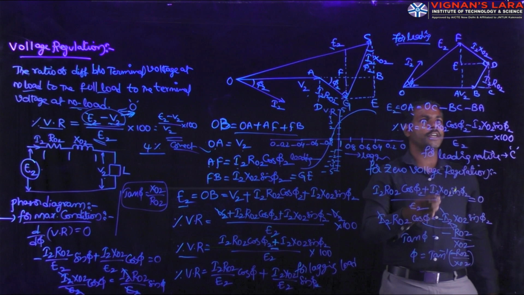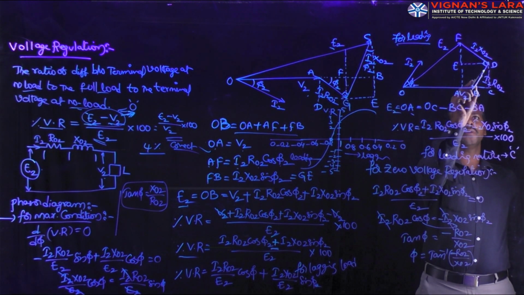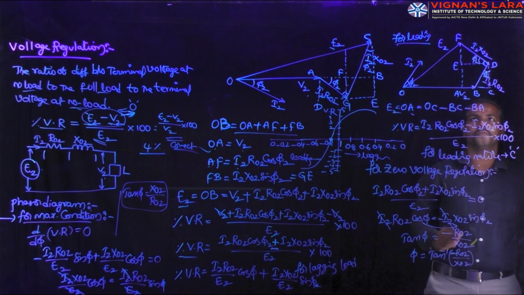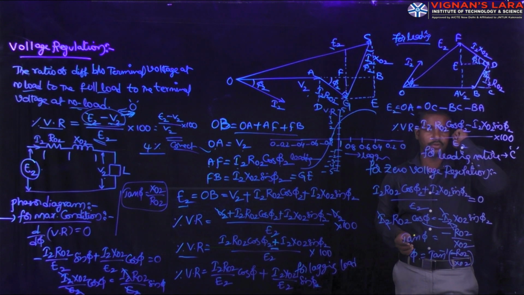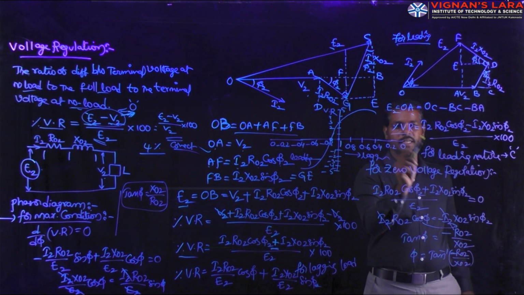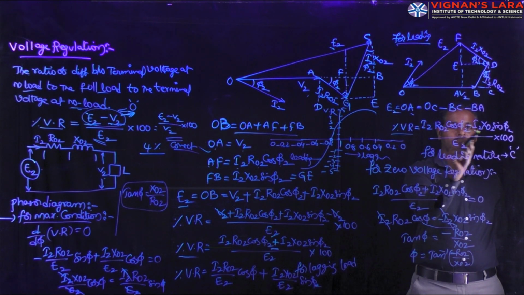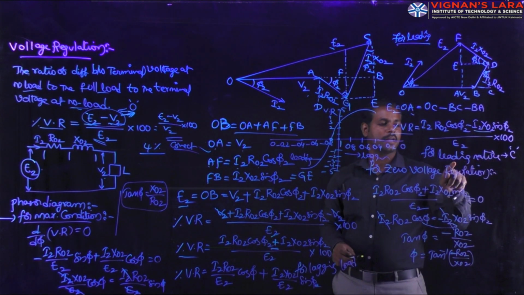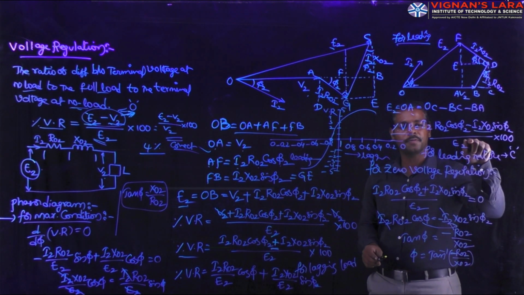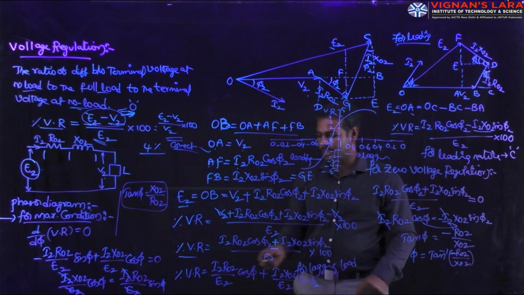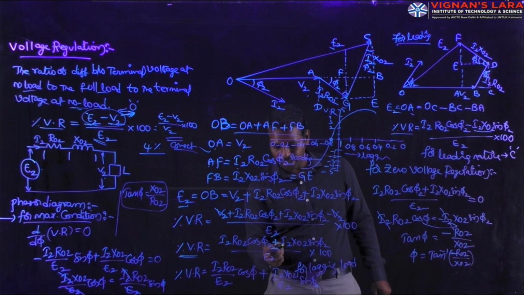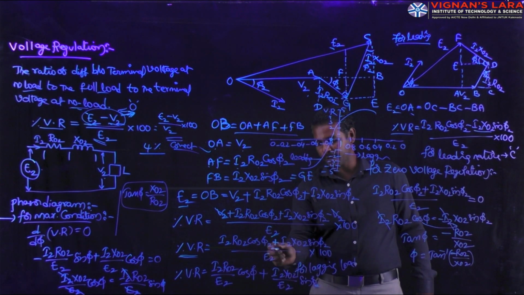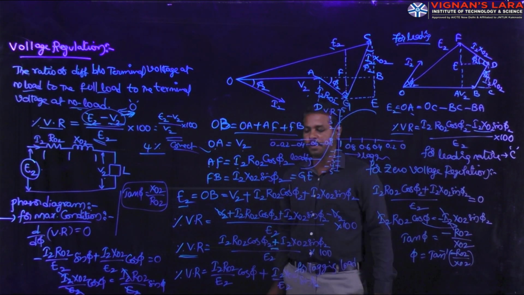Based on these equations, these three notations are to be calculated. Percentage VR is equal to I2 R02 cos phi 2 minus I2 X02 sin phi 2 divided by E2 into 100. This is for leading nature, applicable for capacitive loads. That's why percentage VR is considered as plus or minus, divided by V2, into 100. Plus indicates lagging power factor, minus indicates leading power factor.